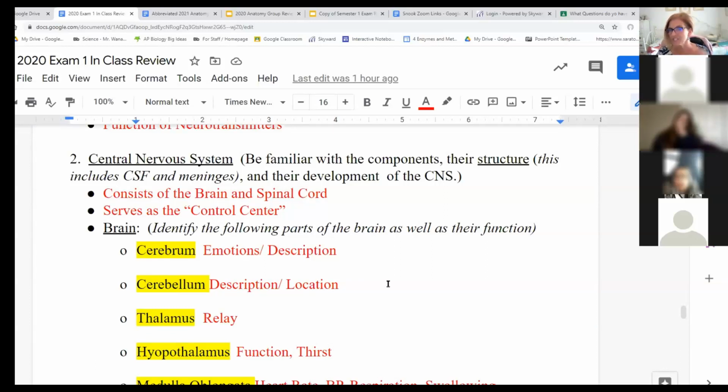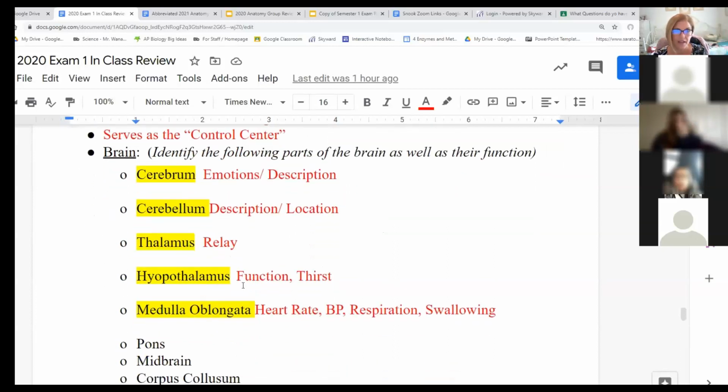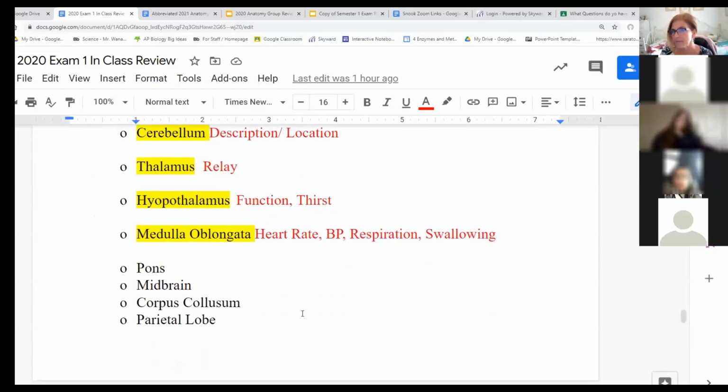Cerebellum is the second largest. It's located below the occipital lobe. It's responsible for balance and equilibrium. Thalamus, make sure you have relay in your answer. It's a relay center. Hypothalamus, its functions, thirst, hunger. Medulla oblongata, all your vital signs: heart rate, blood pressure, respiration, swallowing. Make sure you have those words.